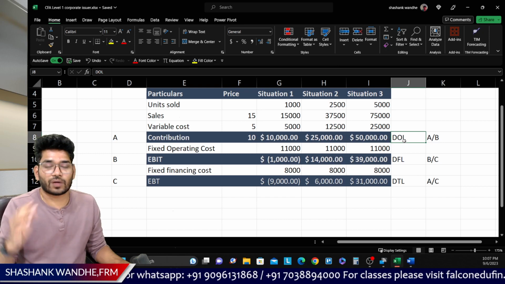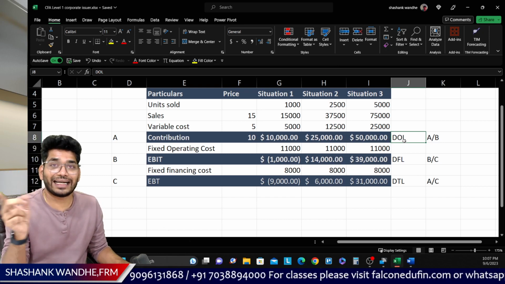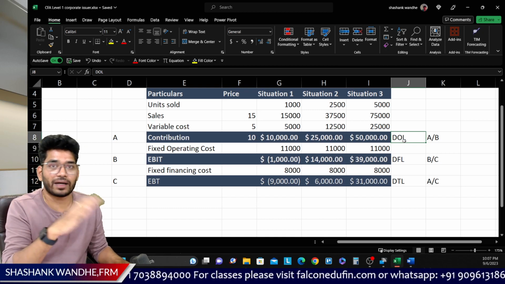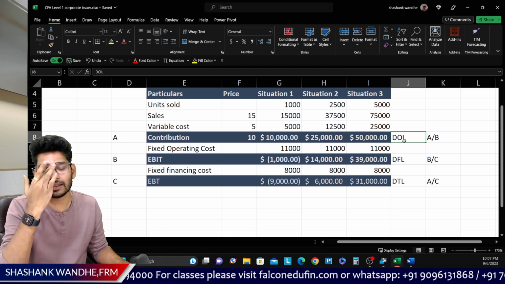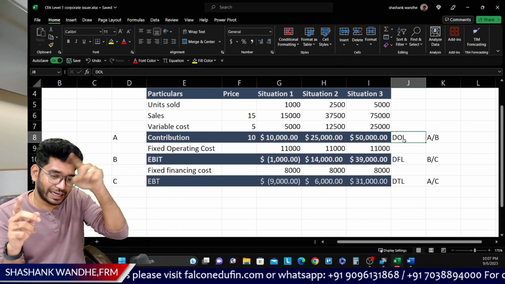Now see. DOL is equal to A divided by B. DFL is equal to B divided by C. And DTL is equal to DOL multiplied by DFL. So degree of operating leverage multiplied by degree of financial leverage. This simply means A divided by B multiplied by B divided by C. So B will get cancelled and A divided by C.